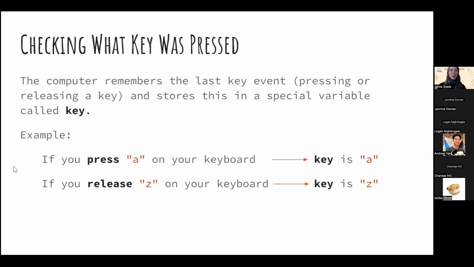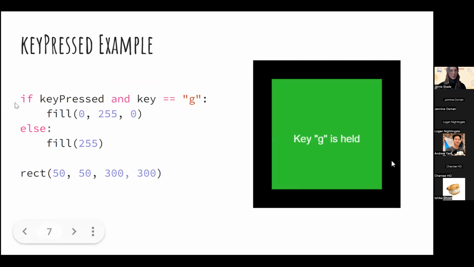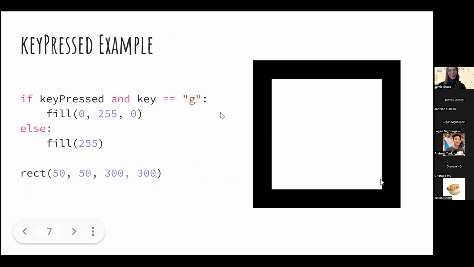Now you may be wondering, how can we check which key was pressed? The computer will remember the last key event, which key was pressed, and it will store this in a variable called key. For example, if you press A on your keyboard, the key variable will be set to A. If you release Z on your keyboard, the key will be set to Z. And that's how the key variable works. So you can specify in your if statements which key should be pressed.